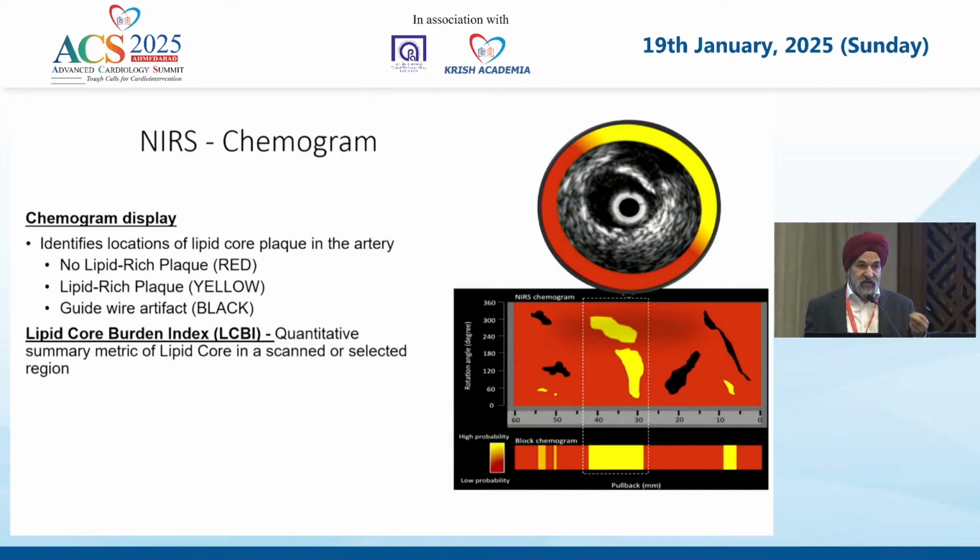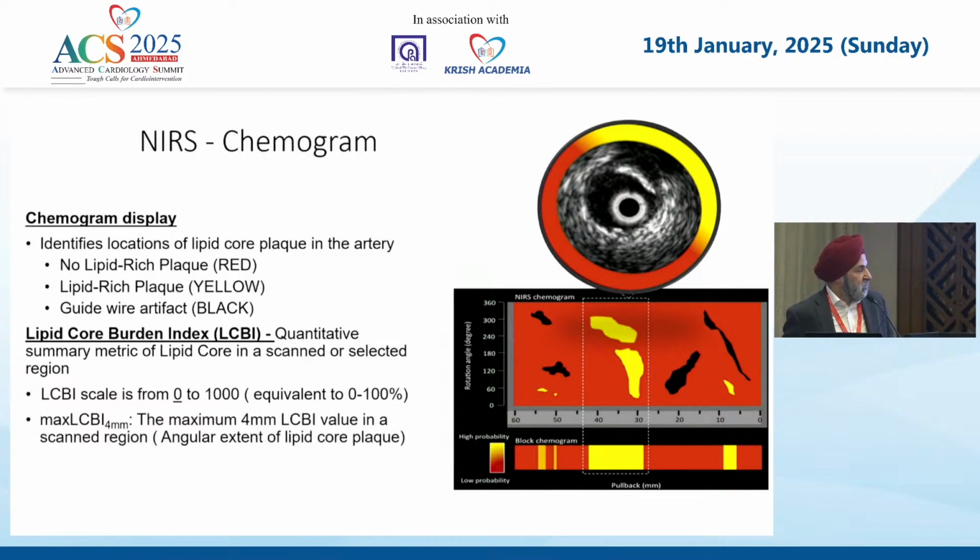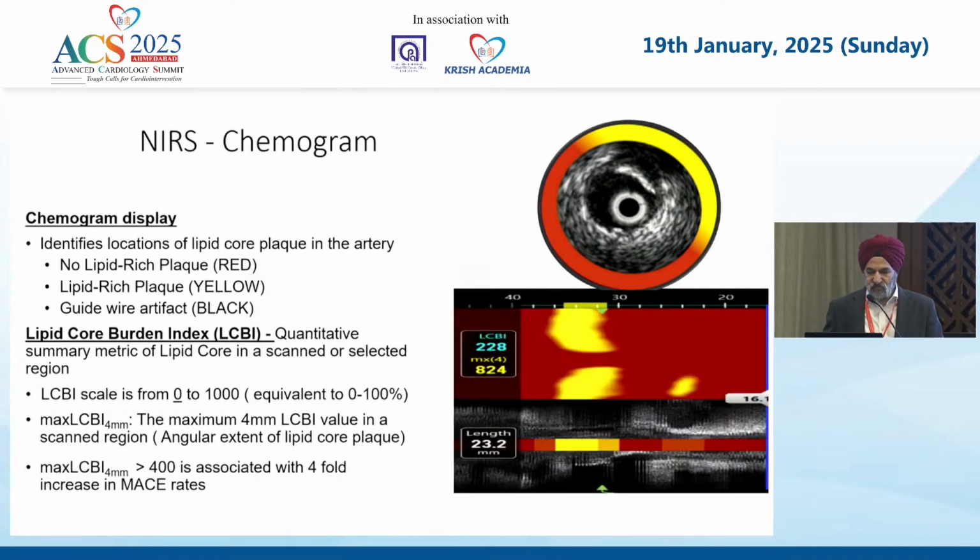Now it quantitates, it not only detects, it also quantitates on a scale of 0 to 1000. An LCBI score of anything more than 400 is considered to be significant. You also localize the point where you get maximum LCBI, which is called max LCBI. Any max LCBI score of greater than 400 is considered to be significant. Well, you see this max LCBI score which comes automatically when you do the run. This implies that in this necrotic core, 82.4% is lipid.